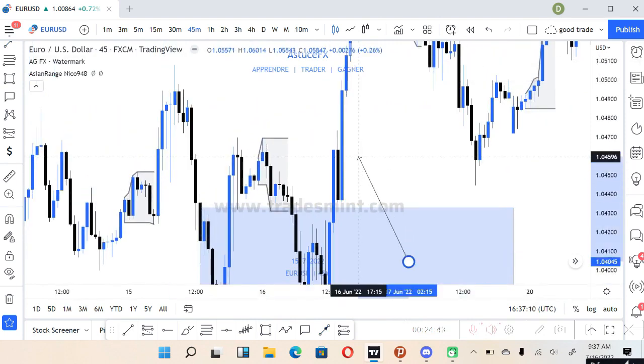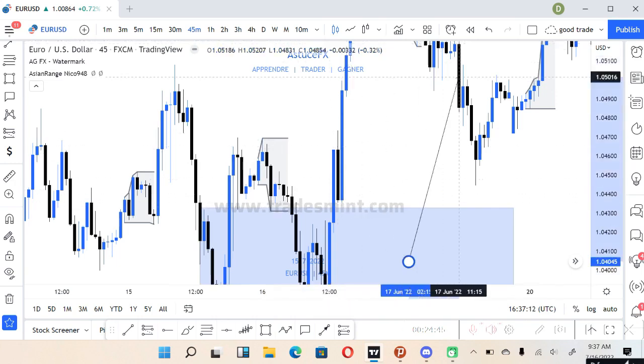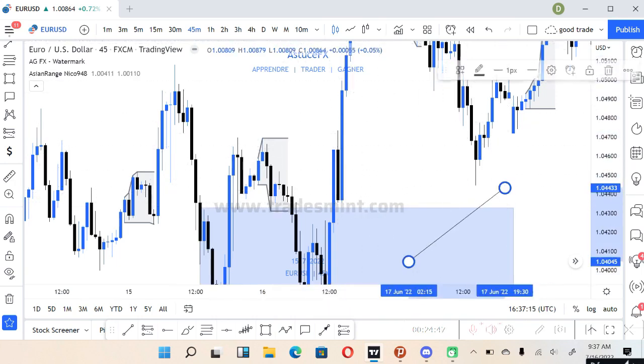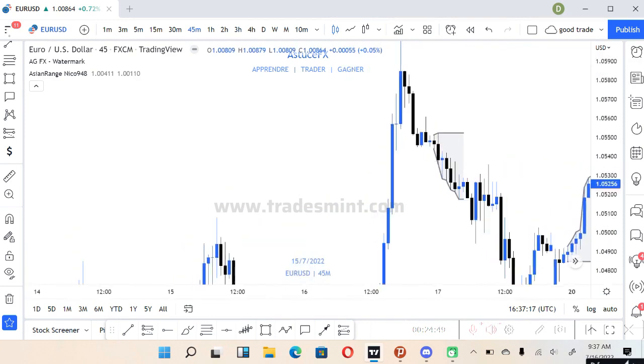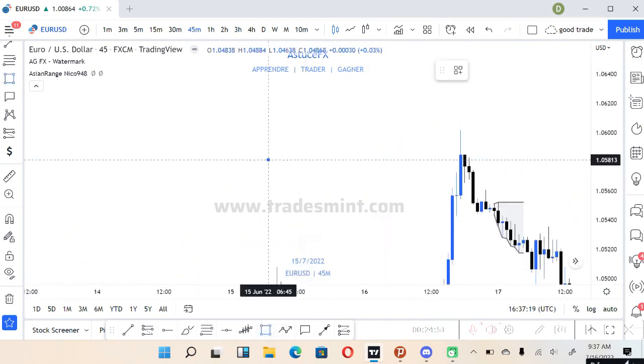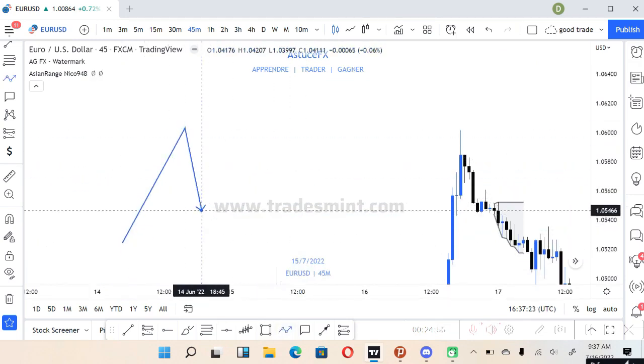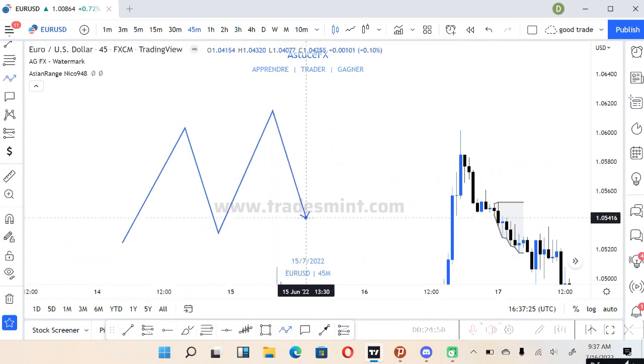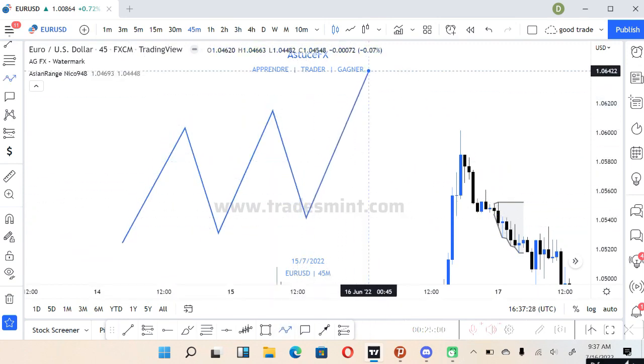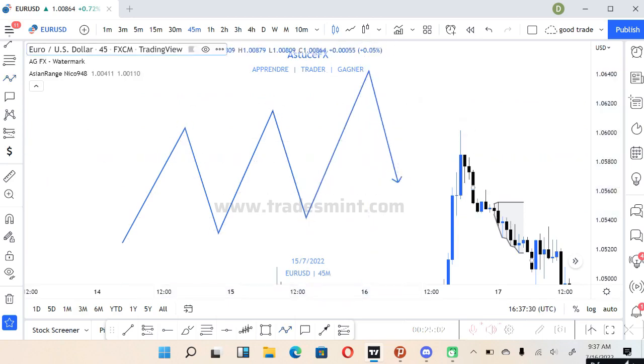We can see this OB is already mitigated. We went up and we went down. We tapped into it, we went up. What I mean when I'm saying mitigated already is that I don't want price to tap into an OB many times. We have a rally, this one, this one. If price does something like this, then let me just put it like this.